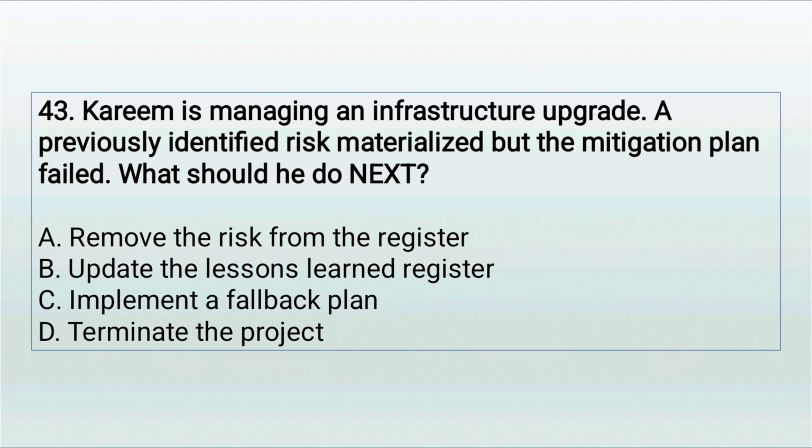43. Kareem is managing an infrastructure upgrade. A previously identified risk materialized, but the mitigation plan failed. What should he do next? A. Remove the risk from the register. B. Update the lessons learned register. C. Implement a fallback plan. D. Terminate the project.